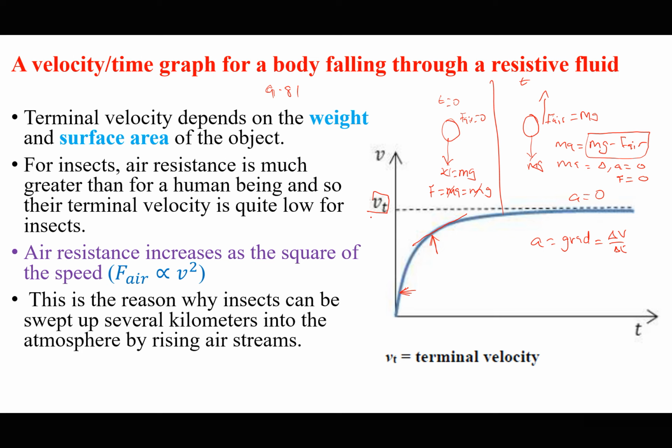So a graph of velocity against time for a body falling in a fluid, either air or a liquid, is going to be like this: a curve with a decreasing gradient, which finally becomes horizontal. That is when the acceleration becomes 0. Of course, the resultant force becomes 0 because the air resistance is equal to the weight of the body, and the velocity is constant. And that's what we call terminal velocity. You must understand this because you should be able to explain many questions involving this concept.